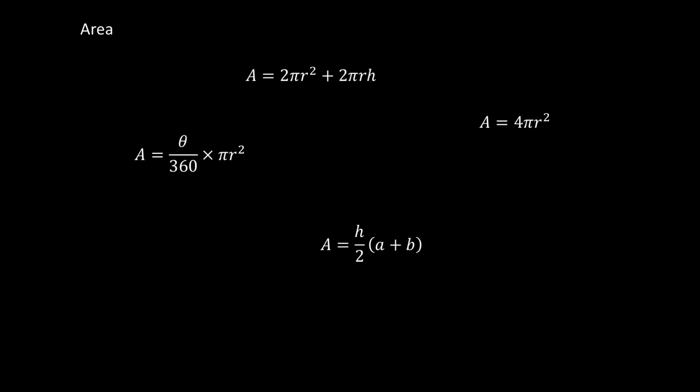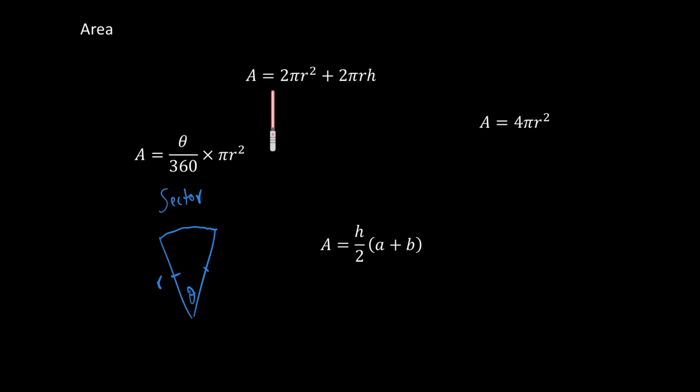Now we're going to look at some area formulas or surface area formulas. The first one we're going to look at here, the area equals theta over 360 multiplied by pi r squared. That's going to be the area of a sector. We've looked at the sector before. Think of it as part of a circle. There's theta, and that's going to be your radius, which will be the same either side.